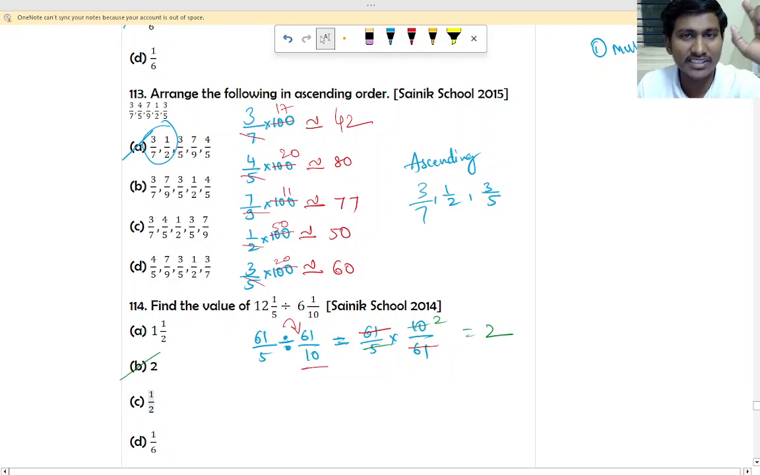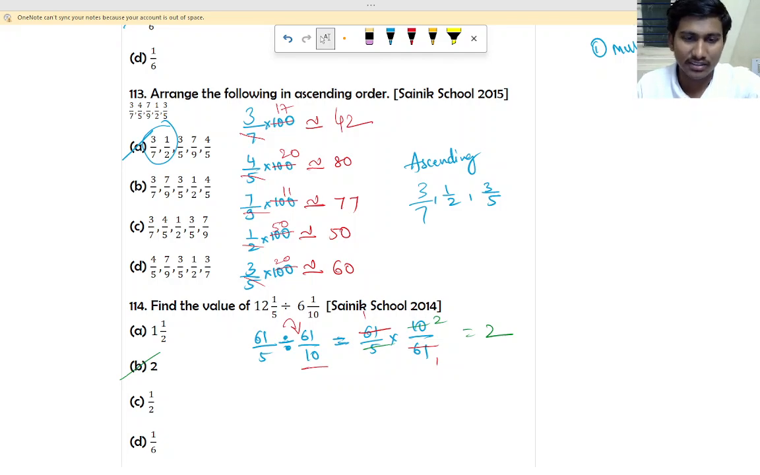Right? You did this. Now cancellation. So cross cancellation, 61 ones are 61, and here 5, how many is 10? 5 twos are 10. Remaining is how much? 1 twos are 2, answer. So the answer is option B. Got it?